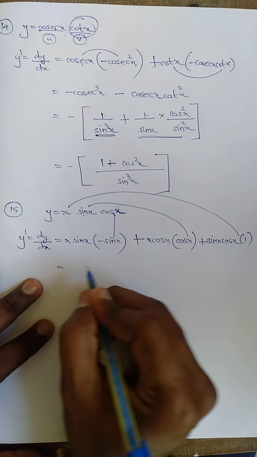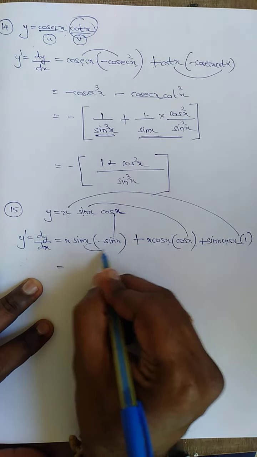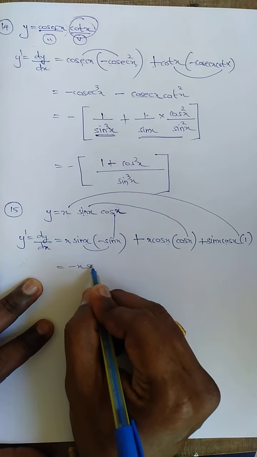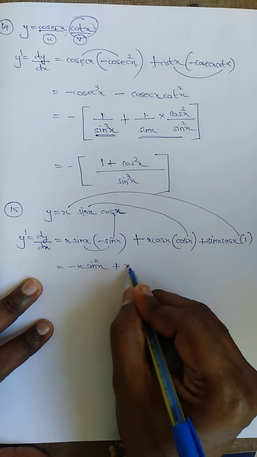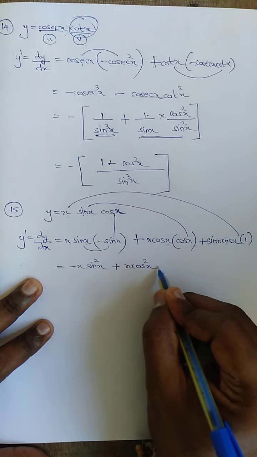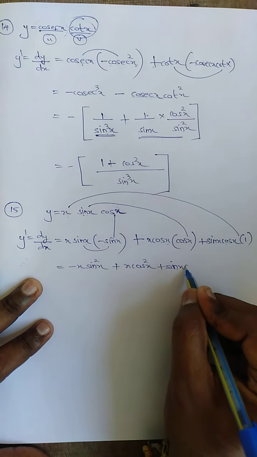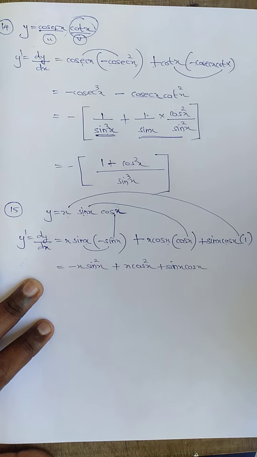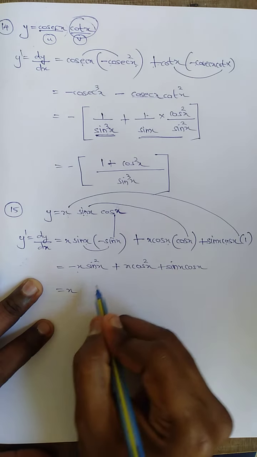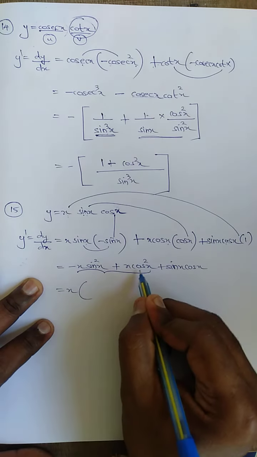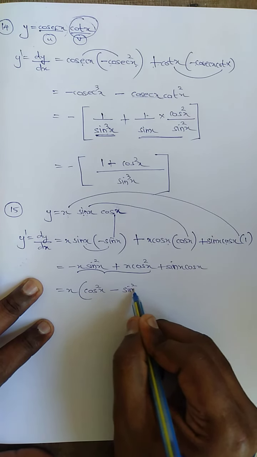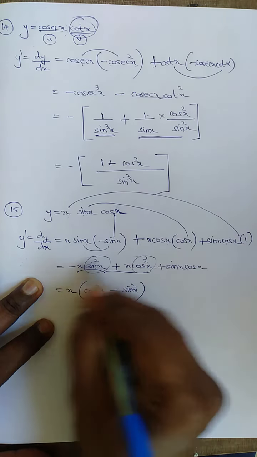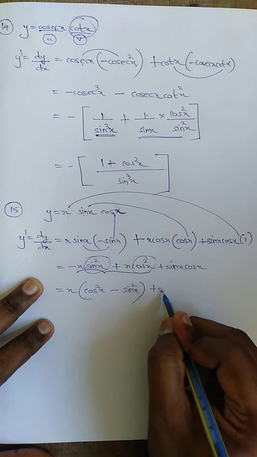So now see, this is x sin x into sin x, minus x sin square x. This one, plus x cos square x. This one is plus sin x cos x. So what is common here? X is common. So take x outside. First write this one: cos square x minus sin square x. X is moved outside, plus sin x cos x.